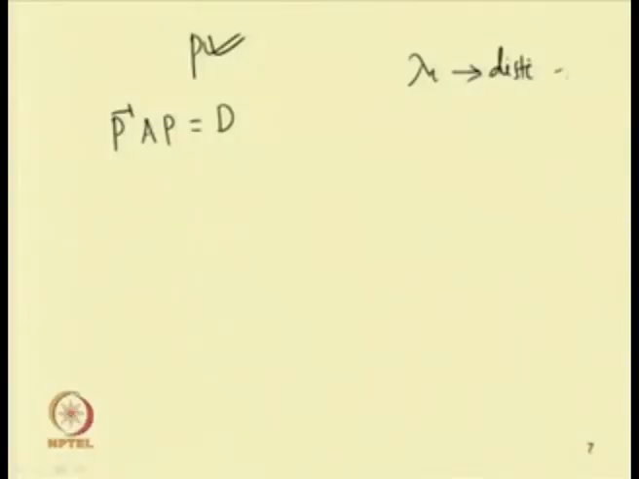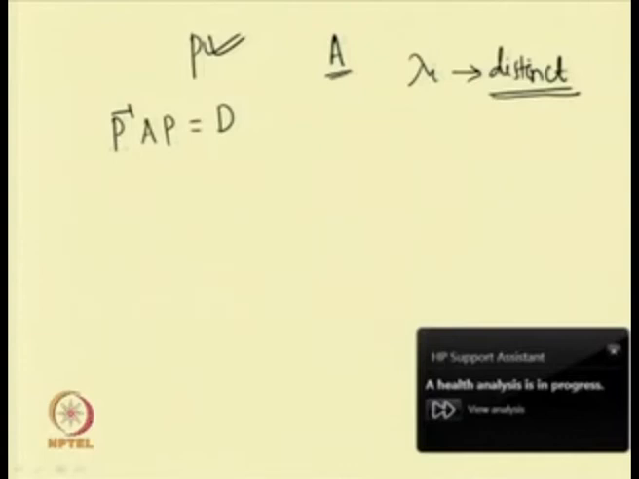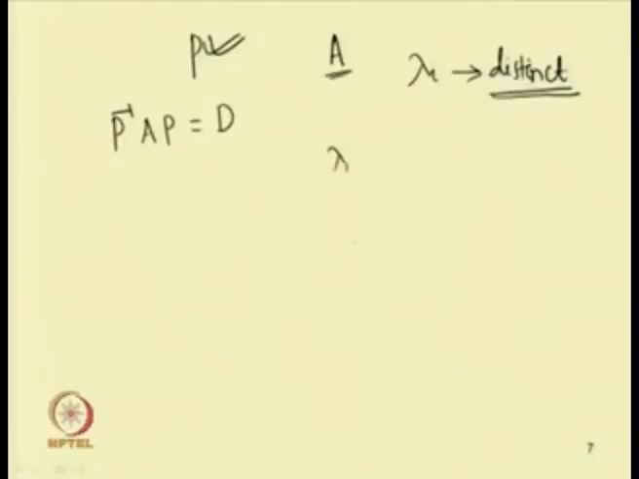So, if all the eigenvalues of A, which are lambda i, are distinct, then we can have a matrix P such that we can write P inverse A P equal to D. So, in this case, let lambda 1, lambda 2, up to lambda n be the distinct eigenvalues.